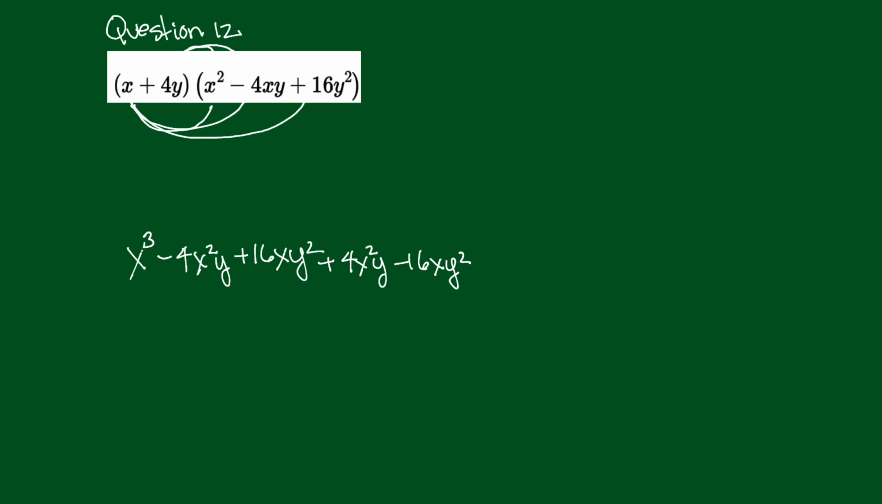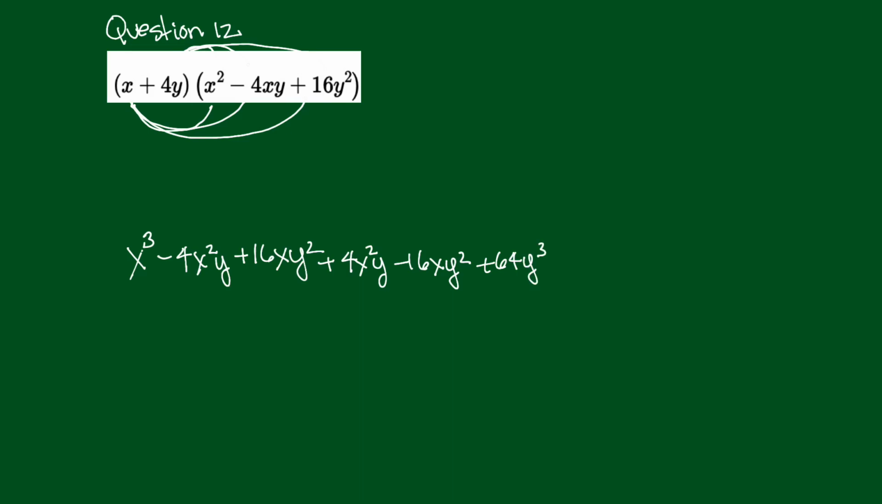And then finally, what have we got here? We have 4y times positive 16y squared. So positive 4 times positive 16 is positive 64. And then I get a y times a y squared. Add the exponents, y cubed.